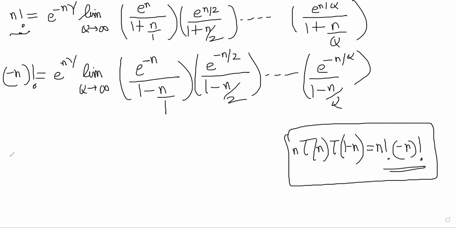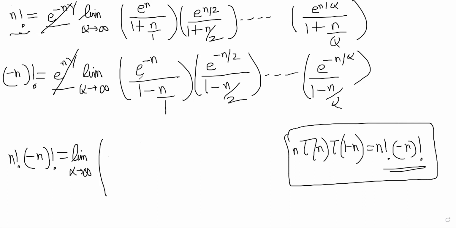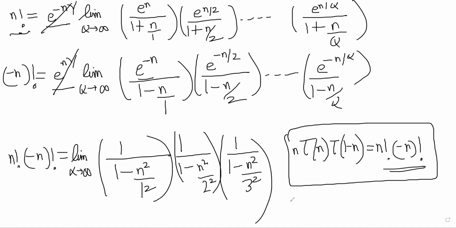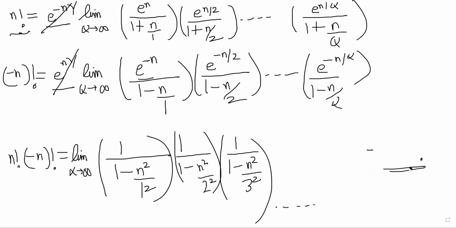And if you see the product here, n factorial into minus n factorial is becoming basically, this part just cancels out, right? And it is becoming limit of alpha tends to infinity. And the product of this will be what? The top part will vanish, e power n and e power minus n. It will become 1 by 1 minus n square by 1 square, right? And then it will be 1 by 1 minus n square by 2 square, and 1 by 1 minus n square by 3 square and so on. And this will go on till where? The last term will be basically 1 by 1 minus n square by alpha square, right?